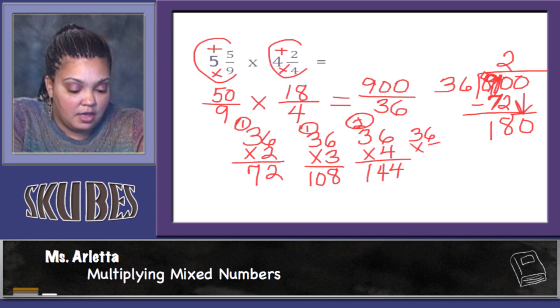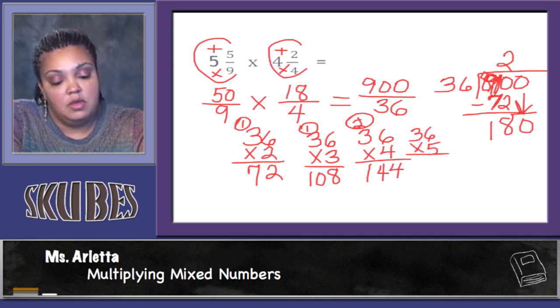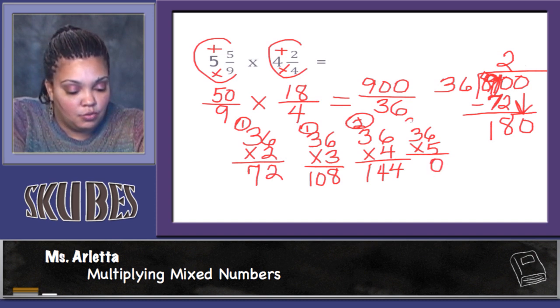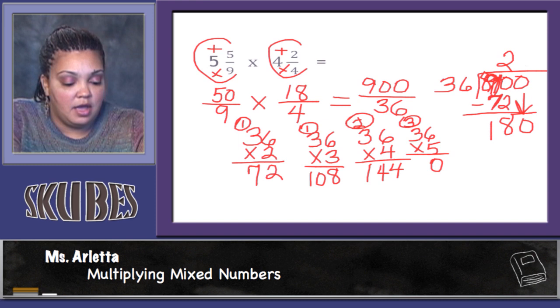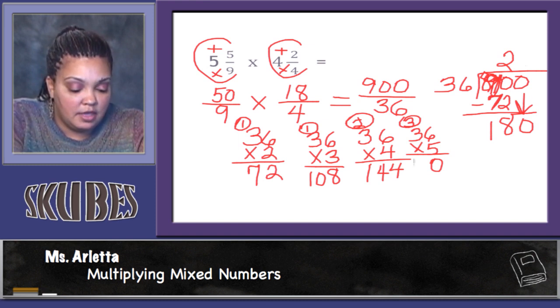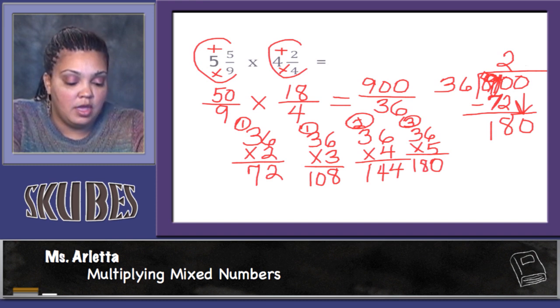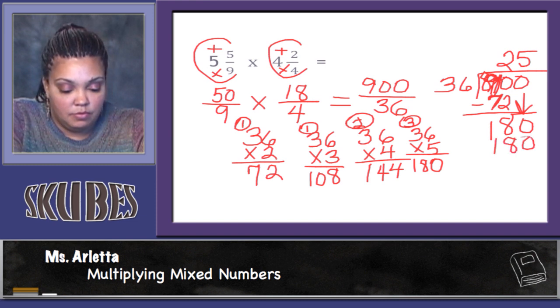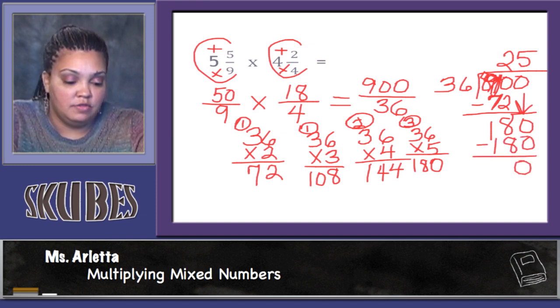36 times 5. 5 times 6 is 30. Carry your 3. 5 times 3 is 15. Plus the 3 makes 18. So now we have 180. 36 times 5 is 180. When you subtract, you get 0.